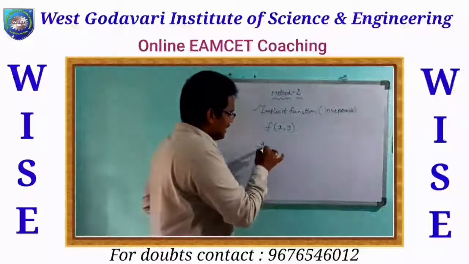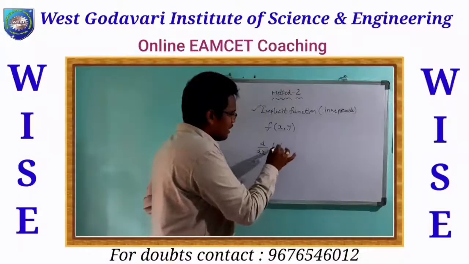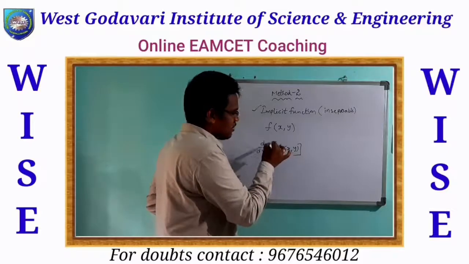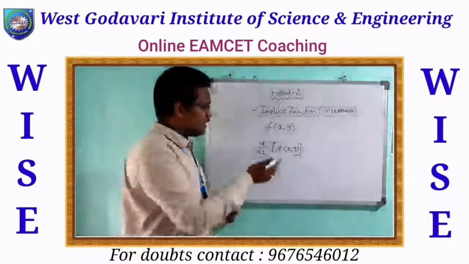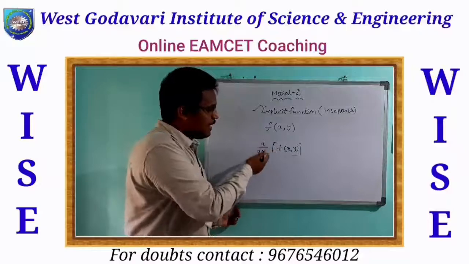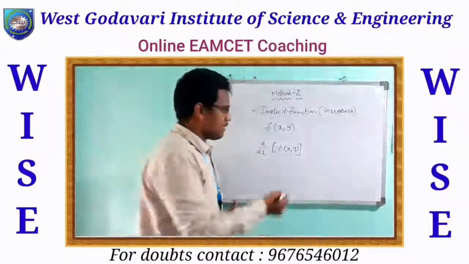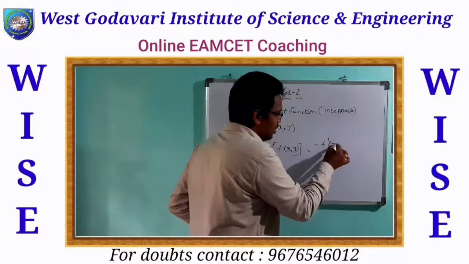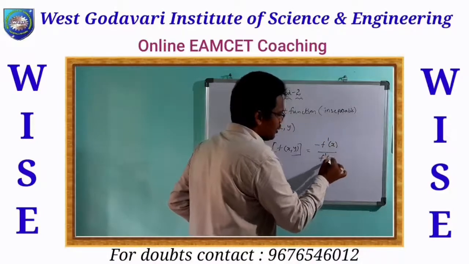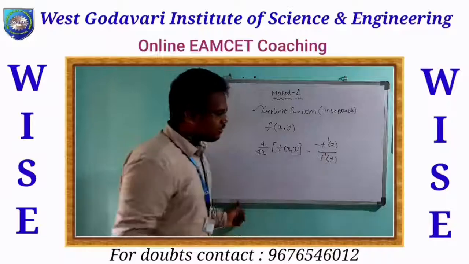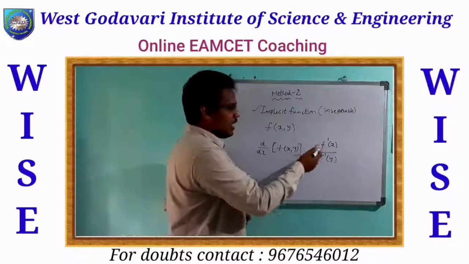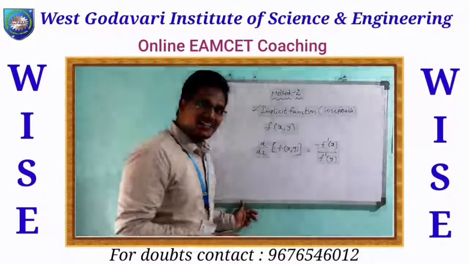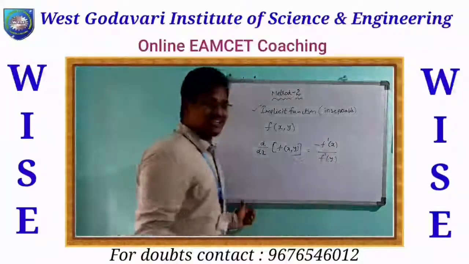So let us see d by dx of f of x comma y. So this f of x comma y is the implicit function. We have to derive d by dx of f of x comma y. So that is equal to the formula: minus f dash of x by f dash of y. So f dash of x means we have to perform the differentiation of f of x comma y with respect to x, which gives f dash of x.